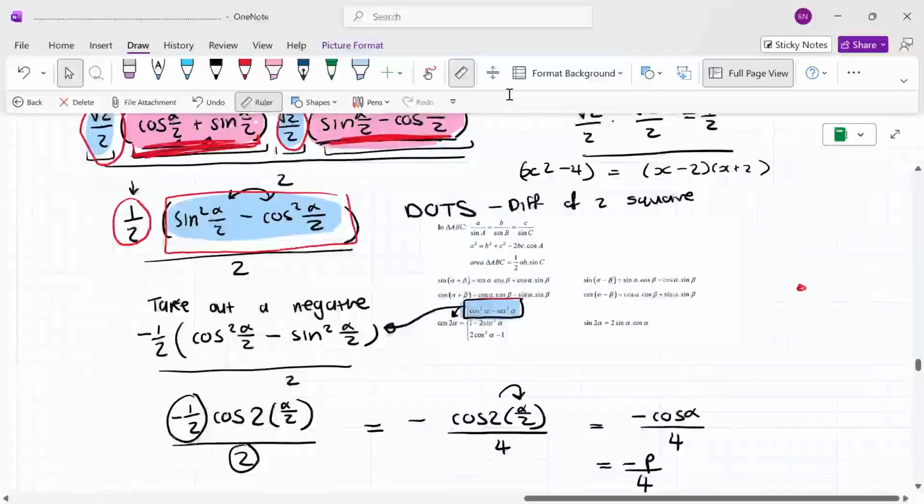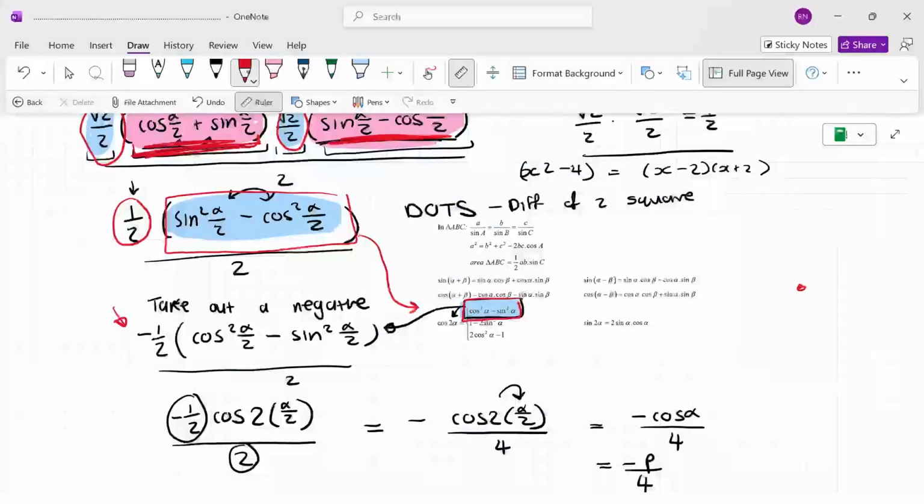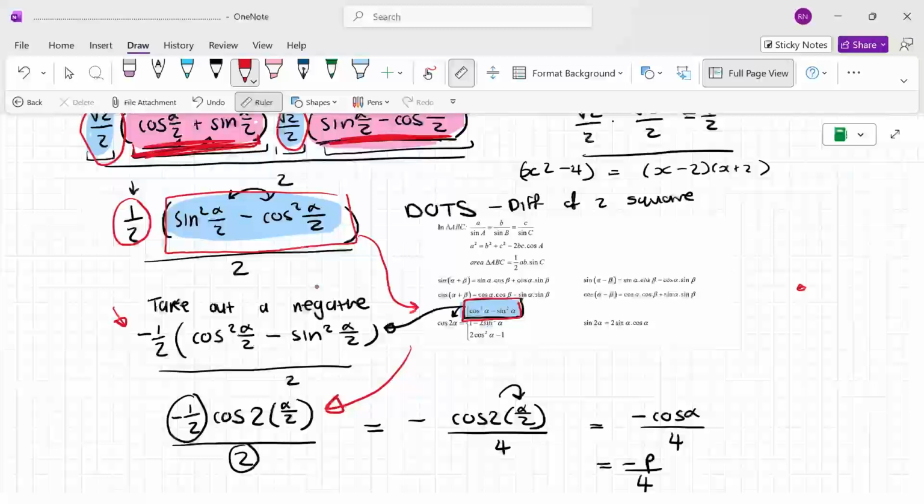This cos squared alpha minus sine squared alpha, but it's opposite. It was opposite when we put it into difference of two squares. So we had to take out a negative to get it to be the same format as what we have there. And so we'd end up with our cos 2 of that angle, and then we could multiply in 2 to get rid of that half, and then we ended up here.